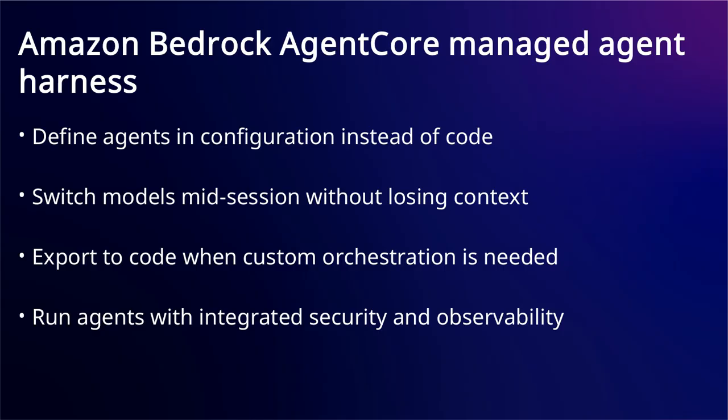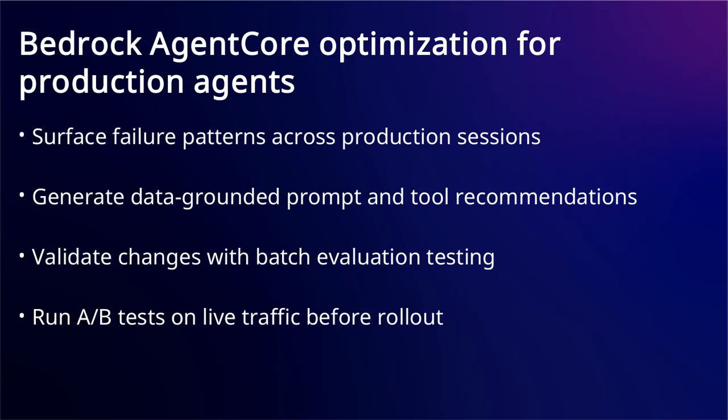When you need custom orchestration, you export the harness to code with a single CLI command on the same platform without rebuilding your agent. Agent failures often occur silently without error signals, appearing functional on dashboards but causing issues that surface through customer complaints weeks later. You need a way to detect these behavioral failures, understand their root causes, and deploy fixes with confidence.